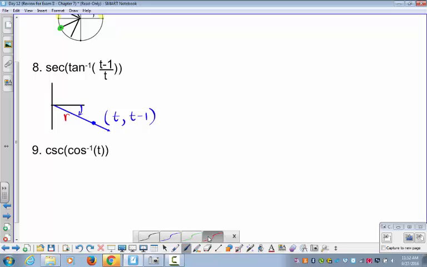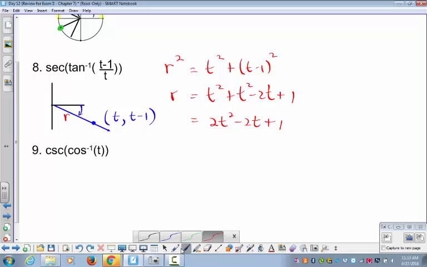Inverse tangent of this ratio is the angle on the right that has a tangent value of t minus 1 over t. Tangent is y divided by x. So yes, that ordered pair will generate a tangent value of t minus 1 over t. Let's find r. So r squared is equal to x coordinates squared plus y coordinates squared. So r squared is t squared, plus the square of t minus 1. Let's see, foiling this out. Look at that, so that's 2t squared minus 2t plus 1. So r is the square root of that.